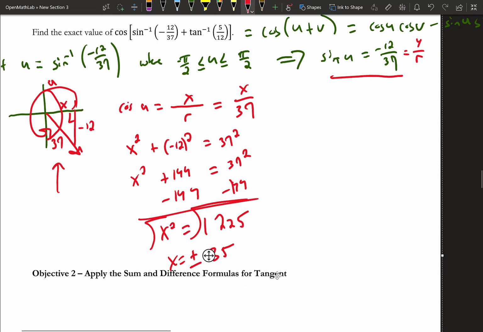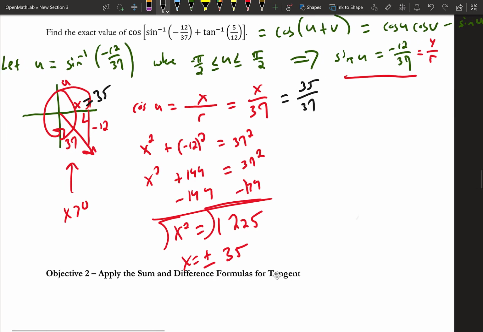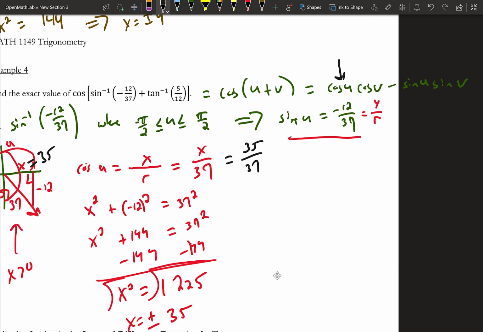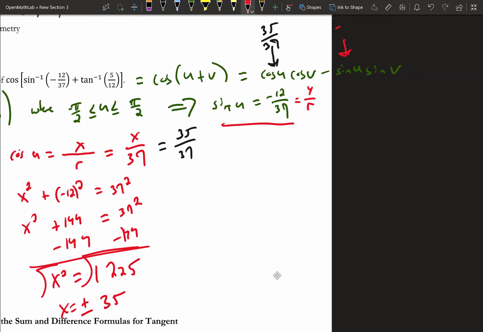Since we're in the fourth quadrant, x is understood to be positive. So this x value is equal to positive 35, right? So this would equal 35 over 37, right? So the important thing to note is that cosine u is 35 over 37, and we know sine of u, which I need to change color to show up on the black, right? So sine u we found to be negative 12 over 37. Right, so we found those values. Now what we need to find are the ones associated with v.